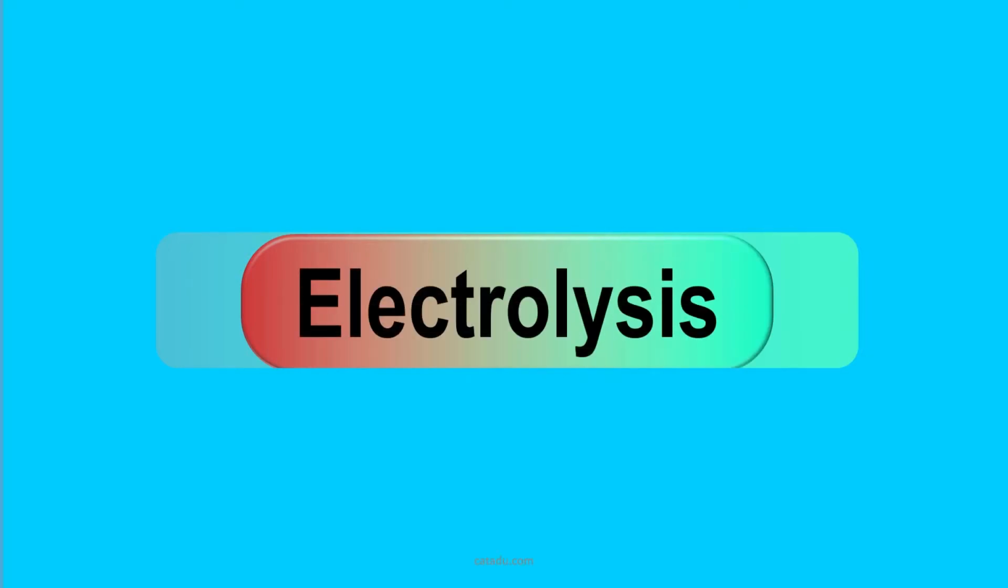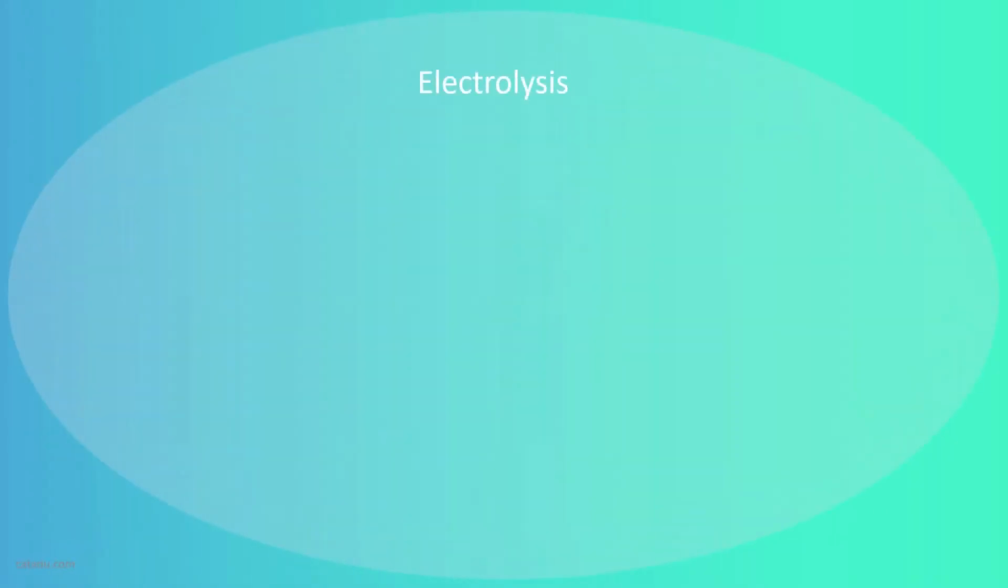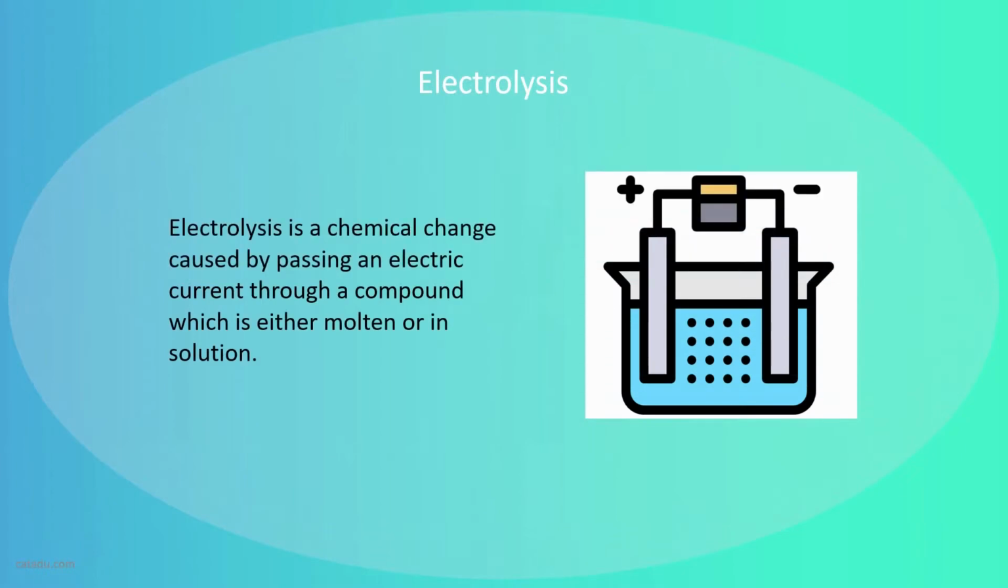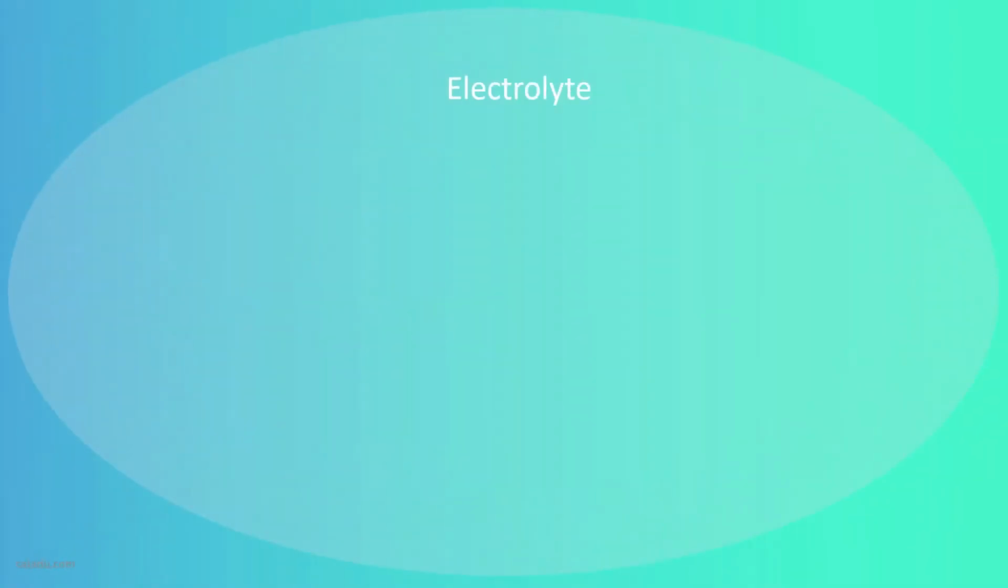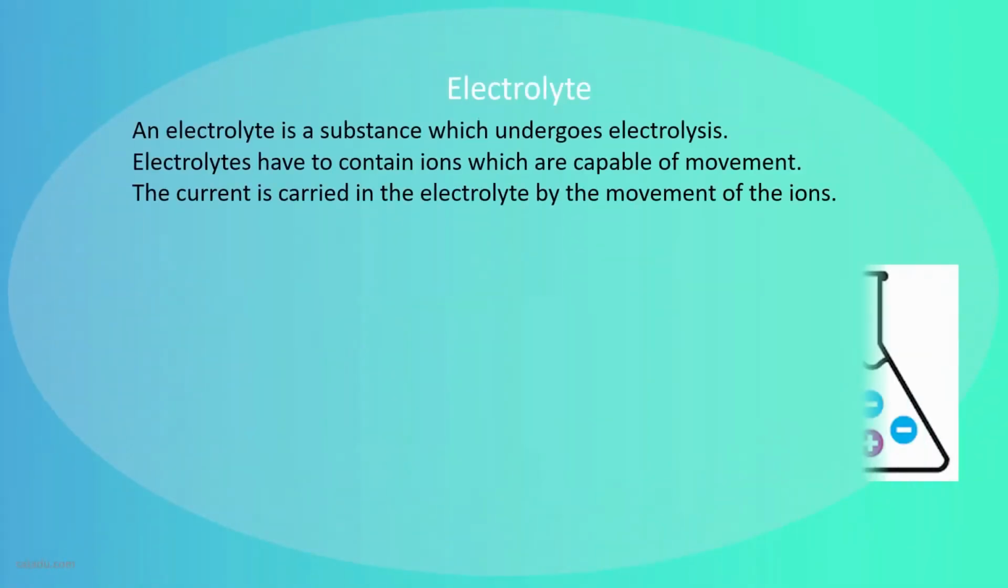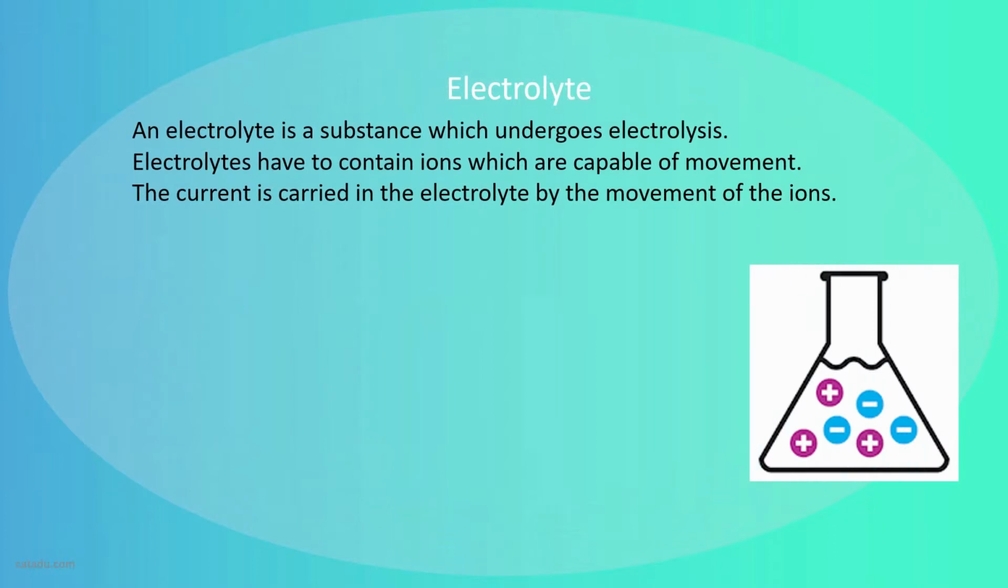Electrolysis. Electrolysis is a chemical change caused by passing an electric current through a compound which is either molten or in solution. Electrolyte. An electrolyte is a substance which undergoes electrolysis.